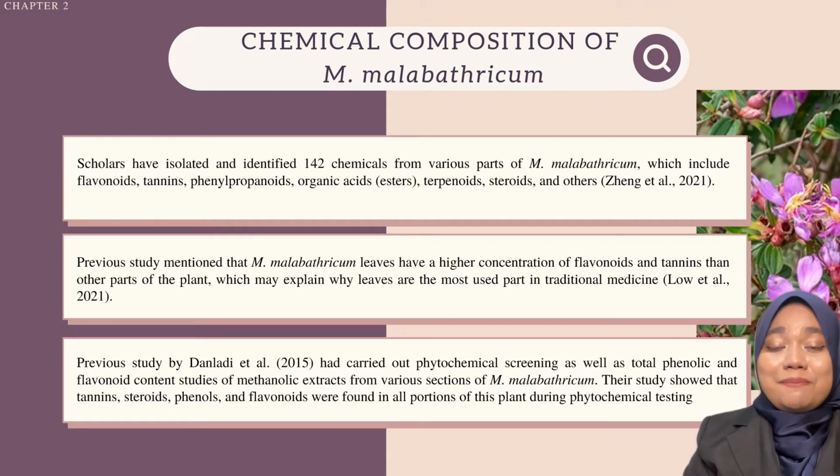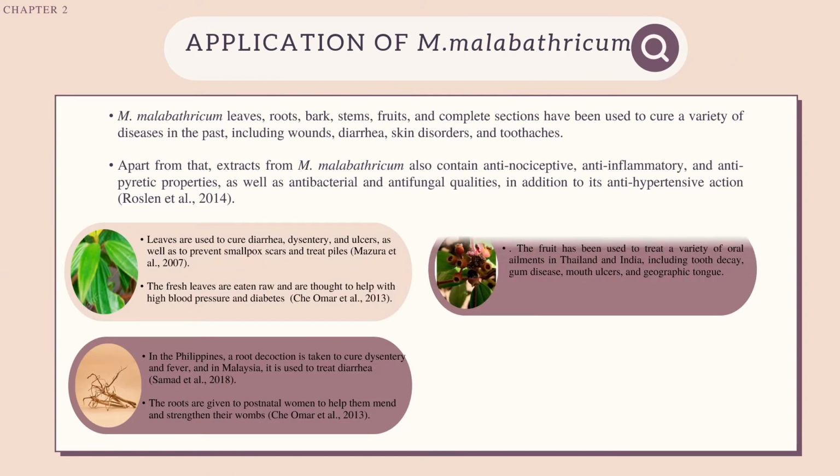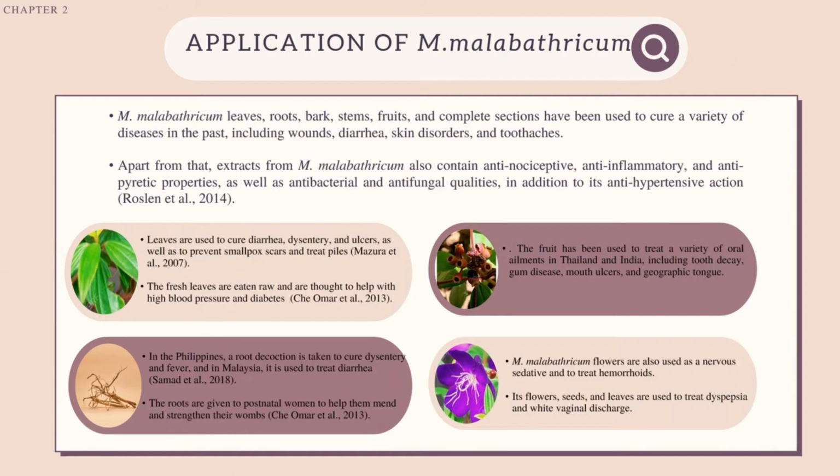Next, previous study by Daladi had carried out phytochemical screening as well as total phenolic and flavonoid content studies of methanolic extract from various sections of malabatricum. Their study showed that tannins, steroids, phenols, and flavonoids were found in all portions of this plant during phytochemical testing. Malabatricum leaf, roots, bark, stems, fruits, and complete sections have been used to cure a variety of diseases in the past, including wounds, diarrhea, skin disorders, and toothache.